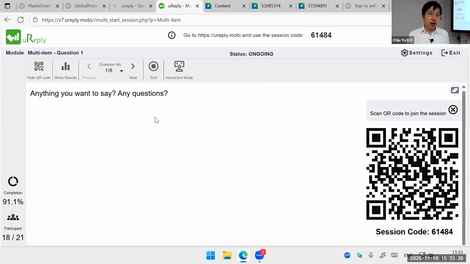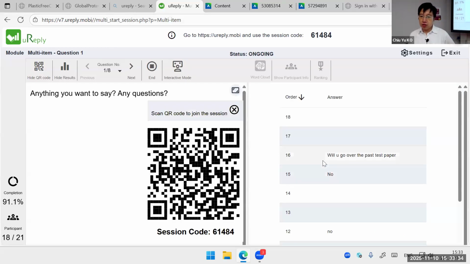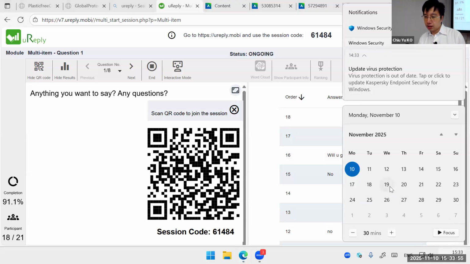So let's see how we're doing. Will I go over the past test paper? I mentioned at the very start that 2 weeks later, I think we cover everything, then we have time. So that's why I will skip two-way and over, because I want to make sure I have enough time to go over the past paper. So the past paper, I will do it on the 24th of this class, so 2 weeks later.